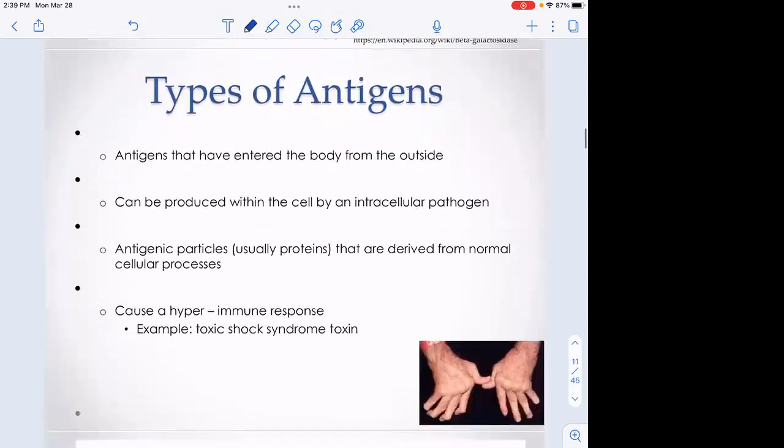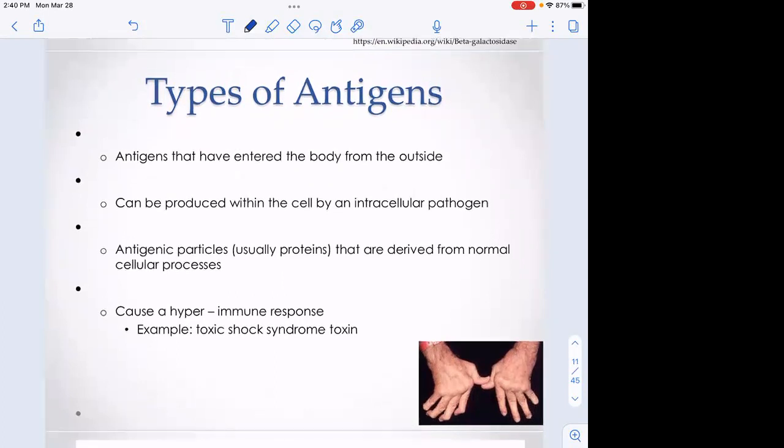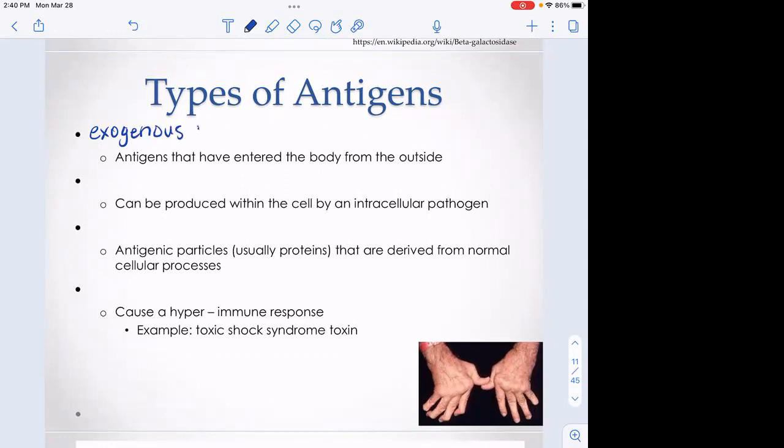Okay, so a little more terminology to do with antigens. Ones that are exogenous, a term that we used a little bit earlier. Exogenous antigens enter the body from the outside. So I think I used the term exogenous pathogen, right? It enters the body from the outside through some portal of entry. And then an endogenous antigen is produced within the cell or exists within the cell. So like I said, viruses would start out as an exogenous antigen. Once they enter our cell, then they're considered endogenous.